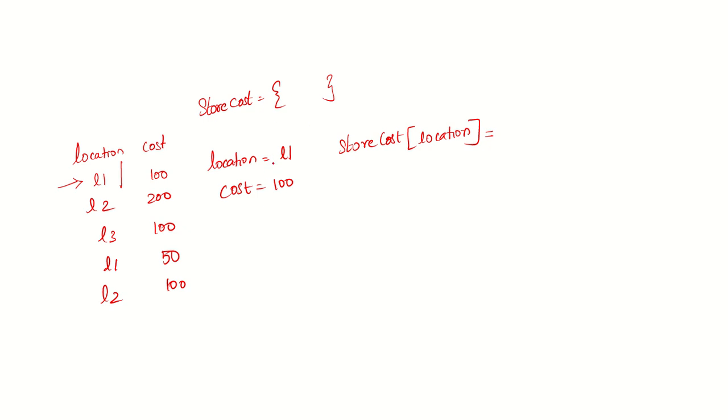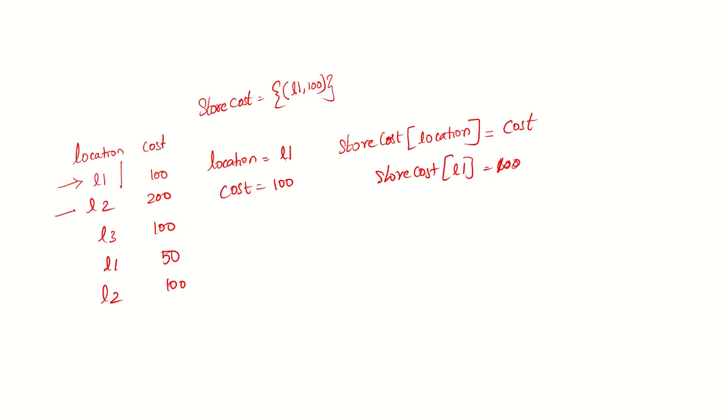If it is not there, what should I do? I should add the value to the dictionary, right? So how will I add the value to the dictionary? Store cost of location is equal to cost. Do you understand? So store cost of L1 is equal to 100. If it is not already present in the dictionary, I am just adding this entry to the dictionary. So a key-value pair will be added: L1, 100.